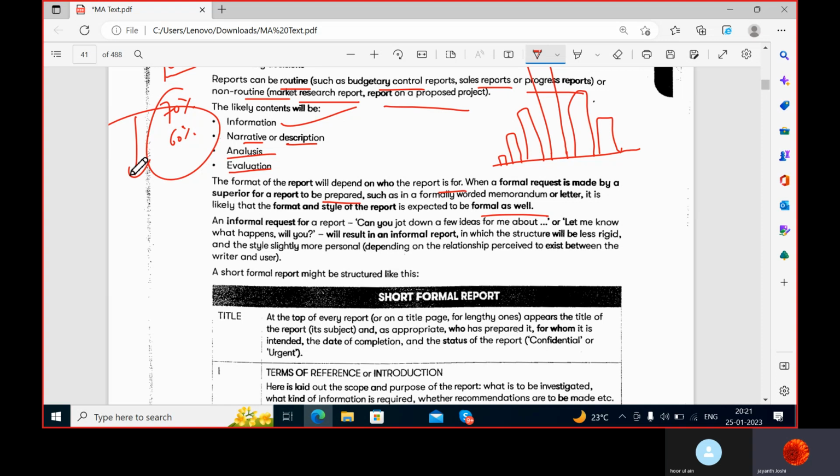Informal request for report: "Can you jot down a few ideas for me about..." It's like you are asking something of your friend and asking him to make a report. It will be more informal.